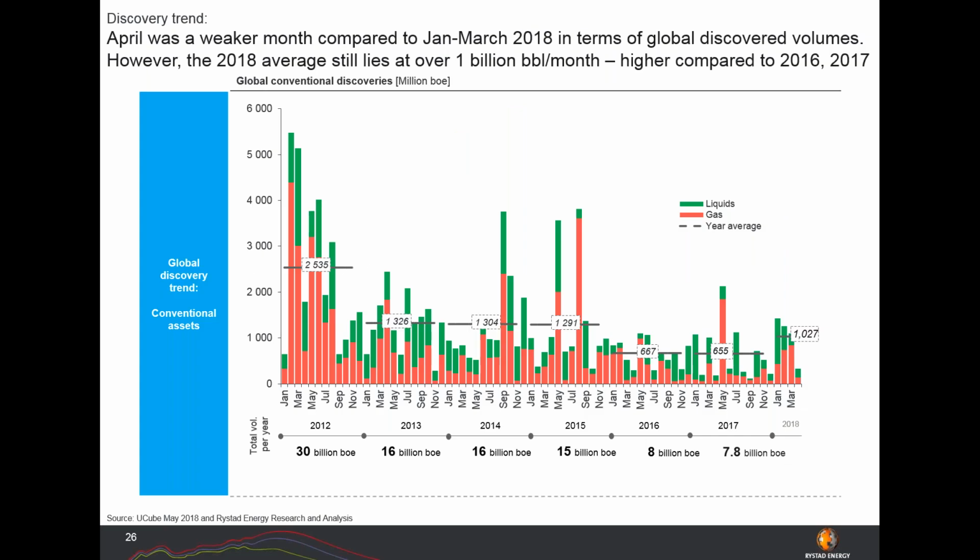Compared to first quarter 2018, April has also been a weaker month in terms of discovered volumes. In 2018 so far, we have seen a ramp up in discovered resources, with monthly levels standing above 1 billion BOE per month. This represents an upward trend from the extremely low levels we saw during the last 2 years. Barely 8 billion BOE was discovered during 2016-2017.